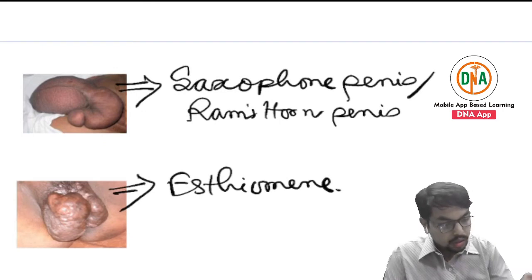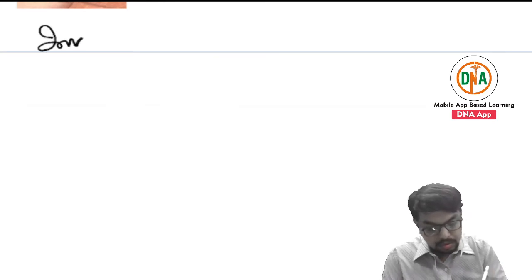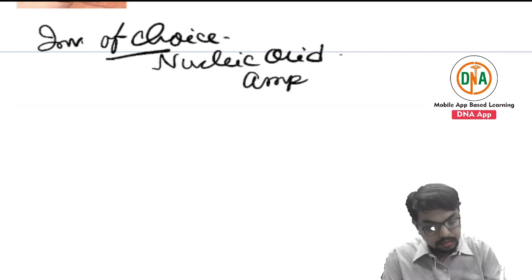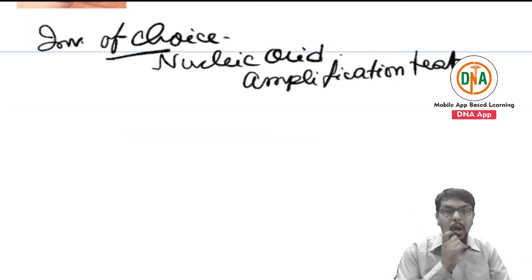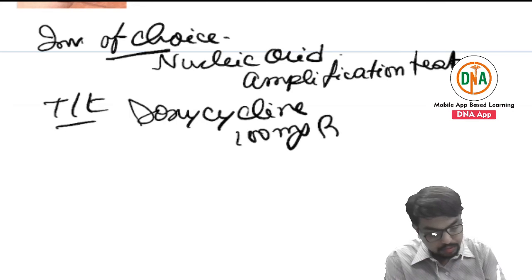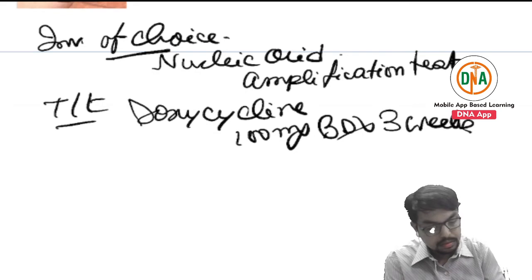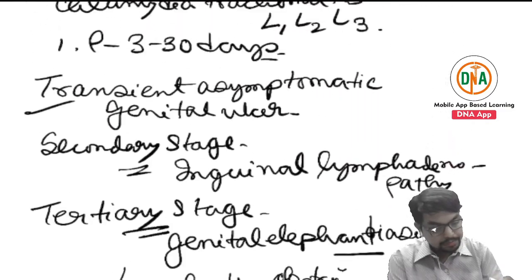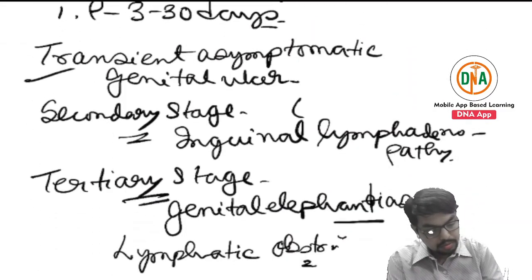Now, what is the diagnostic test? As the causative organism is chlamydia, we have learned that chlamydia is diagnosed by nucleic acid amplification test. What is the treatment given? We give doxycycline 100 milligram twice daily for 3 weeks. So this is what is called inguinal bubo, inguinal lymphadenopathy.